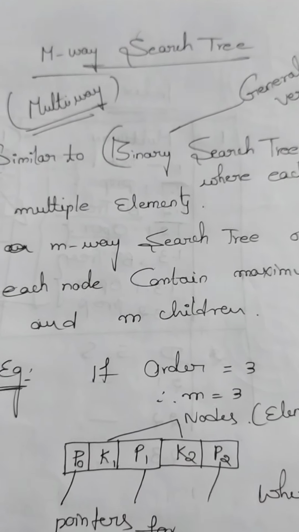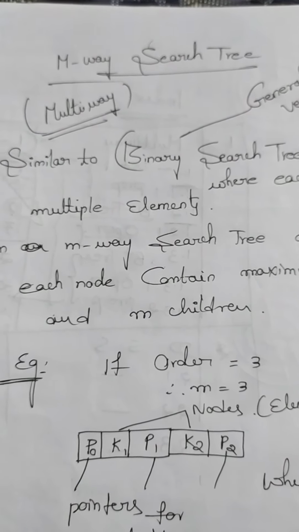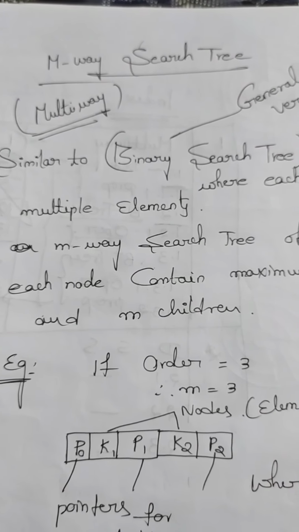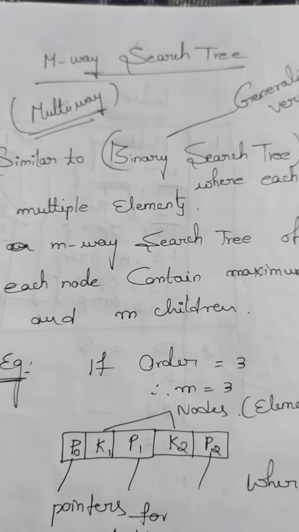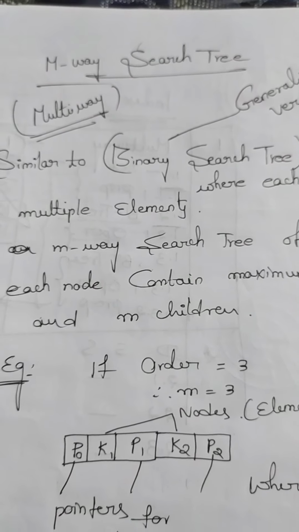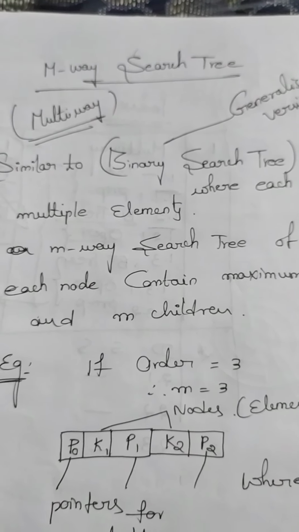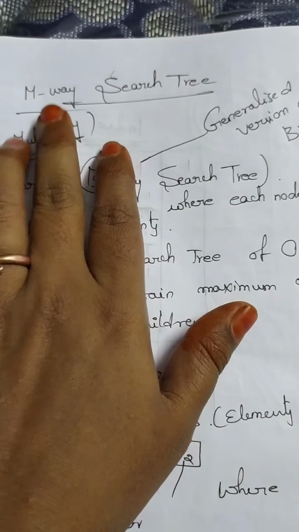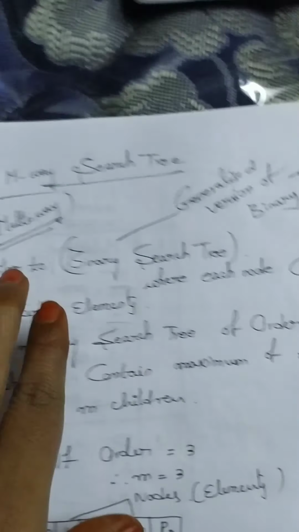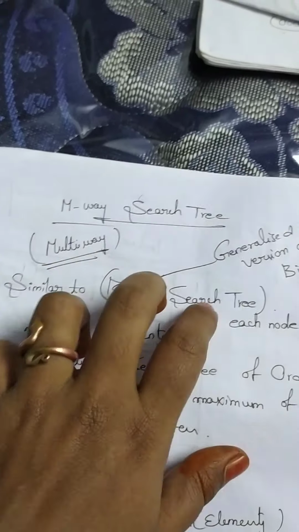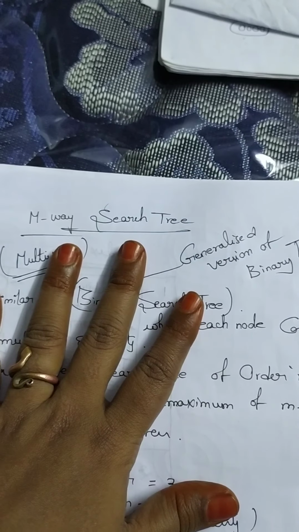Hello students, I already discussed the need for M-way search trees, the disk structure, as well as latency and seek time. So here I'm going to discuss the M-way search tree. What is an M-way search tree? M means multi-way search trees. It is a generalized version of binary trees.